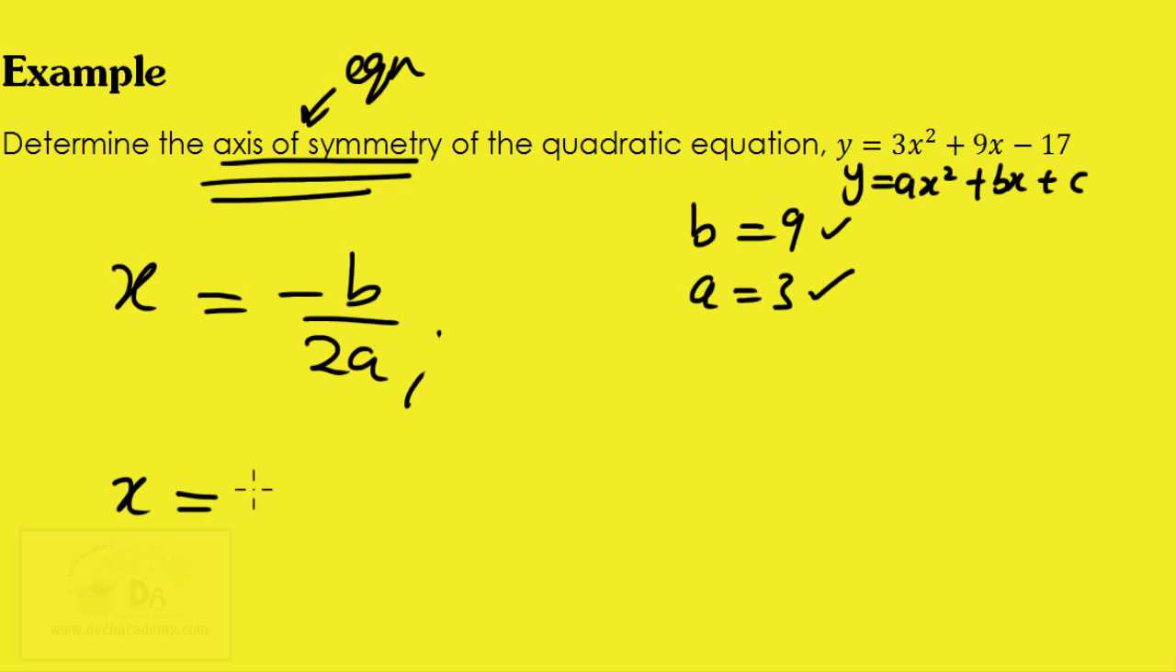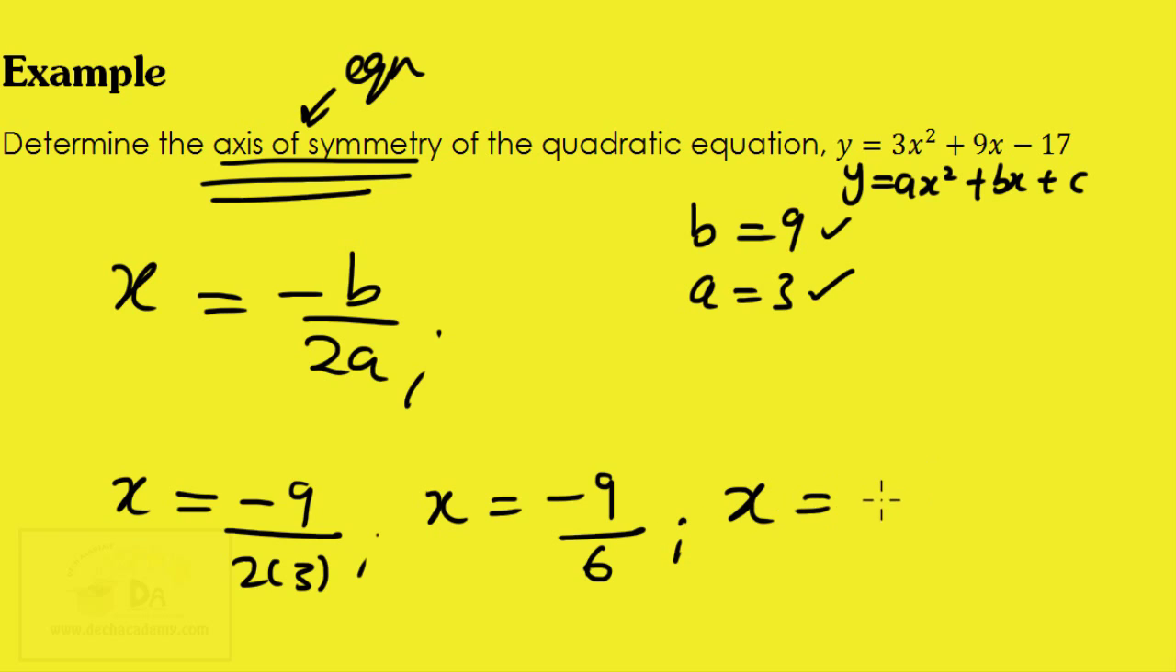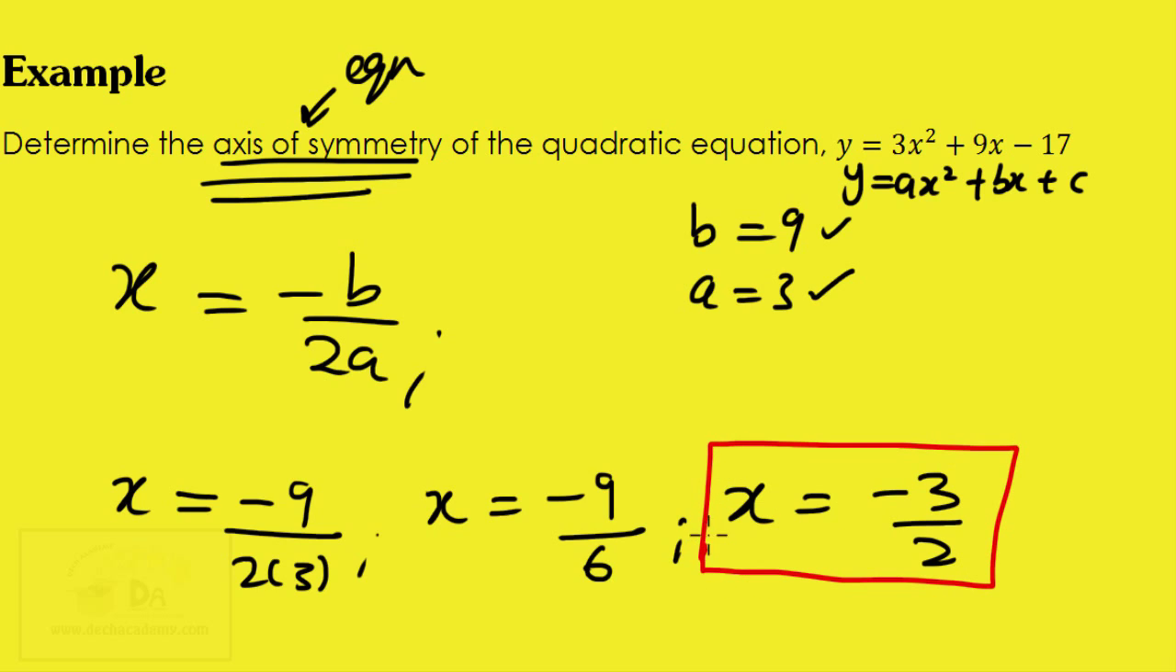The equation is x equals minus b over 2a. x equals minus 9 over 2 times 3, which is the same thing as x equals minus 9 over 6, which can be simplified to give x equals minus 3 over 2. This is the equation of the line of symmetry.